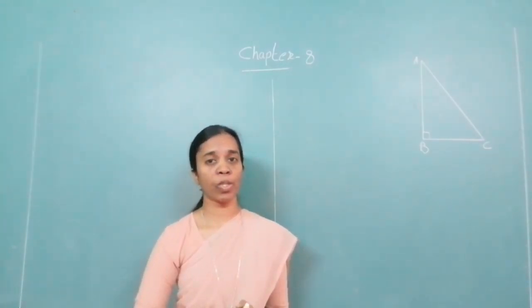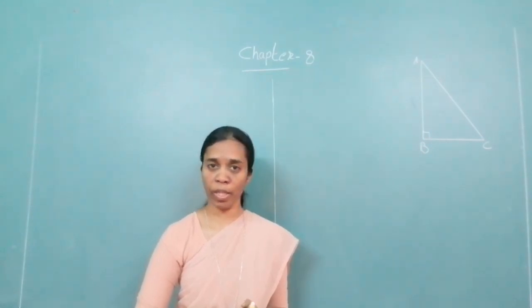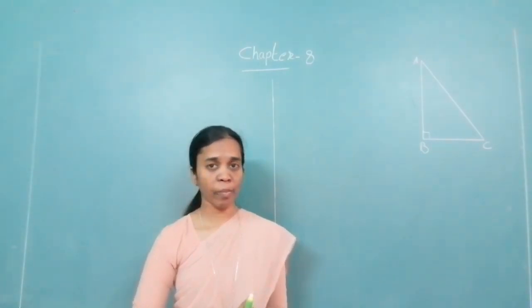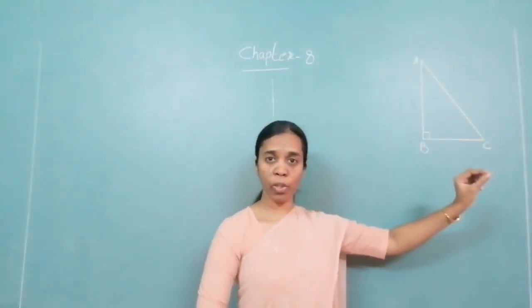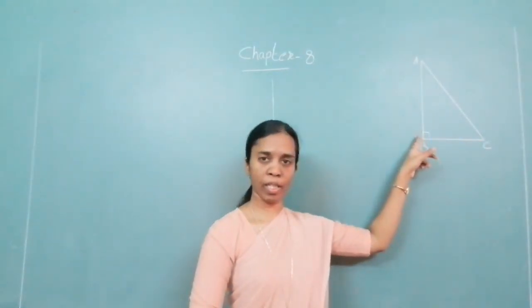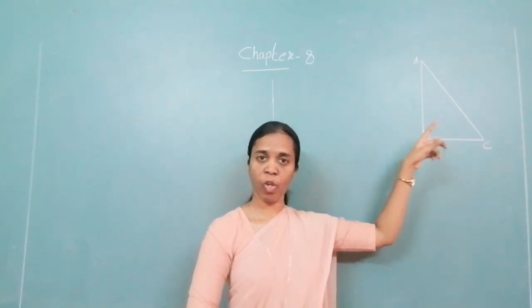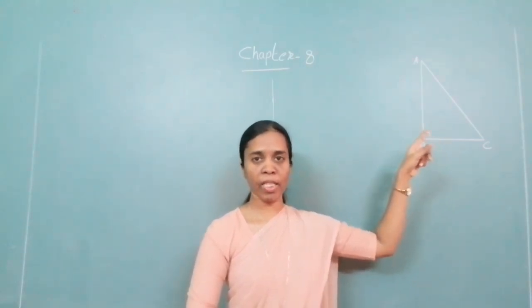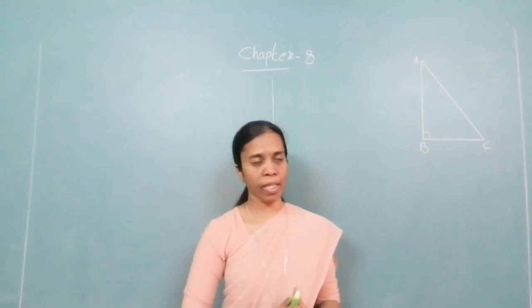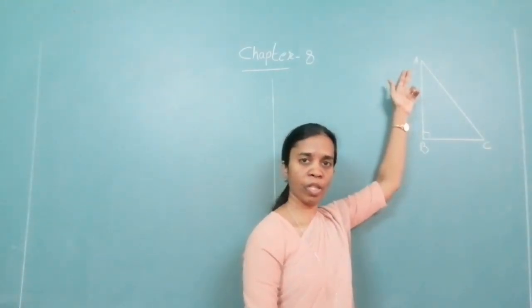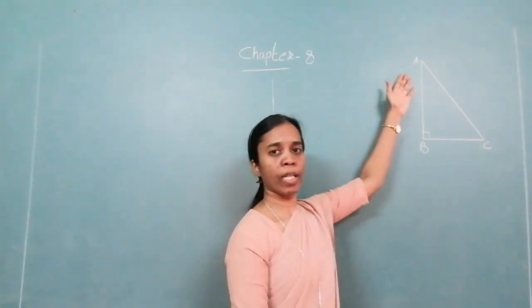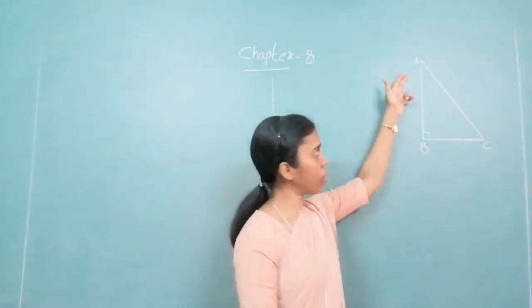Hypotenuse square is equal to side 1 square plus side 2 square. What is the hypotenuse? Hypotenuse is the side opposite of 90 degree and is the longest side. Suppose I consider angle A. When I say angle A, which is the hypotenuse?